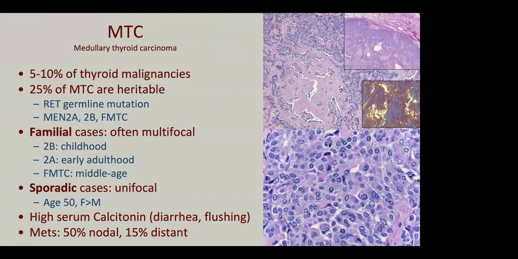And not to forget our friend medullary, that is not related to follicular cells at all, but to C cells. Familial is often multifocal, often earlier in age, sporadic, often older, often unifocal. However, we are now doing molecular testing of all MTCs. If they have a RET mutation, the patient then proceeds to germline testing.